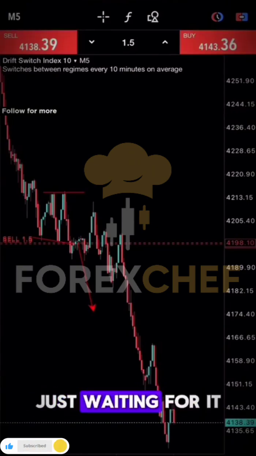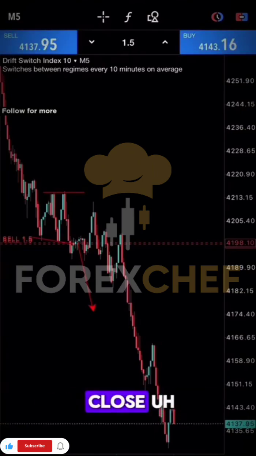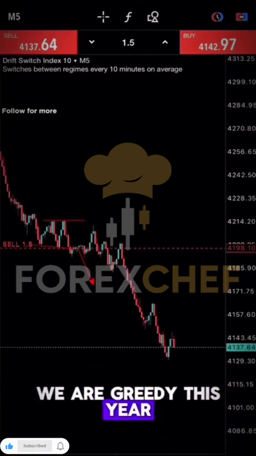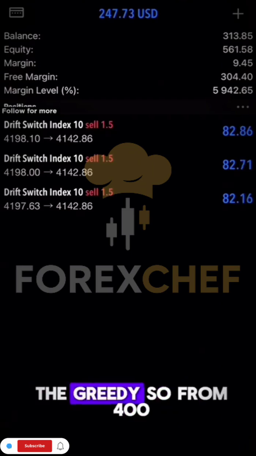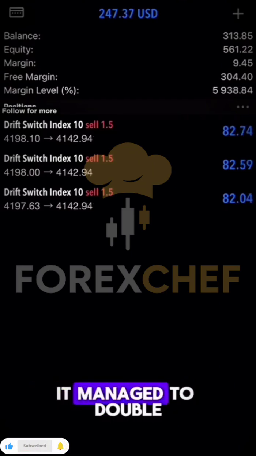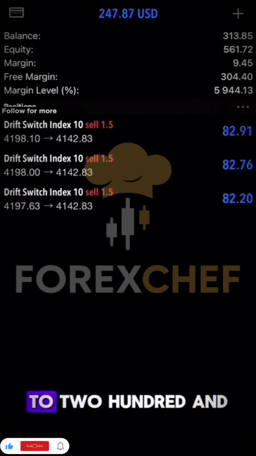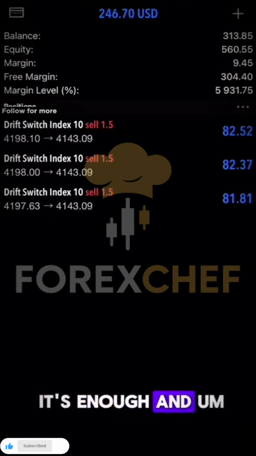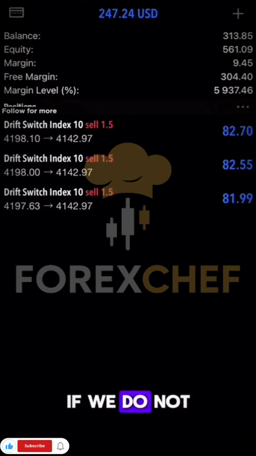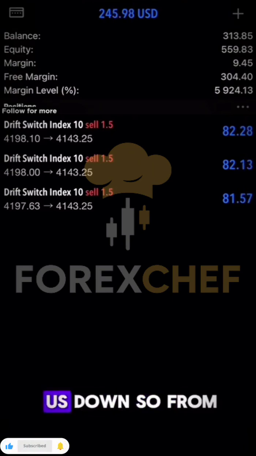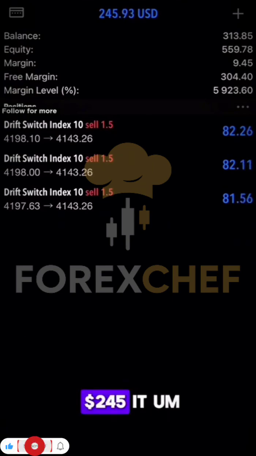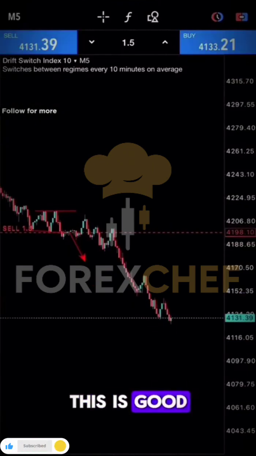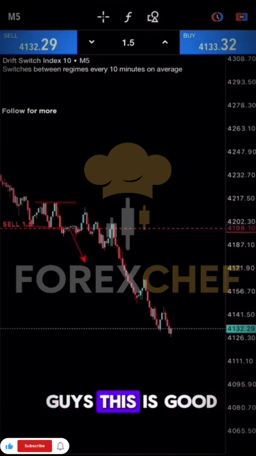Here we are just waiting for it to go a little bit down such that we can close a big amount. Since we are greedy this year, we are going with the greedy. From 400, it managed to double the profit from 120 something to 240 something. This is good, and I think it's enough, and we can close the profit. Otherwise, if we do not close the profit, it will just take us down. From $245, it is now 560 in total. So this is good, guys.